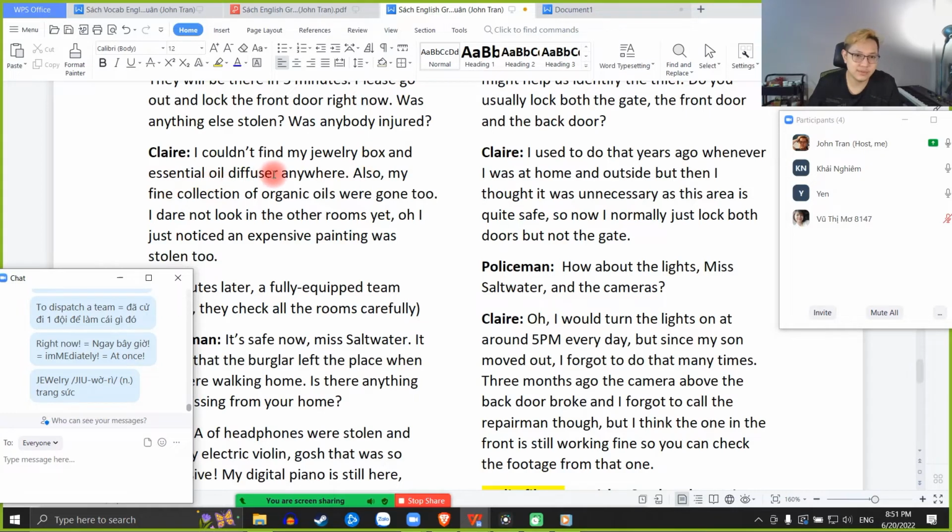An essential oil diffuser anywhere. Và cái máy khuếch tán tinh dầu chỗ nào nữa. Also my fine collection. The word fine as an adjective, it means tinh xảo, chất lượng cao.